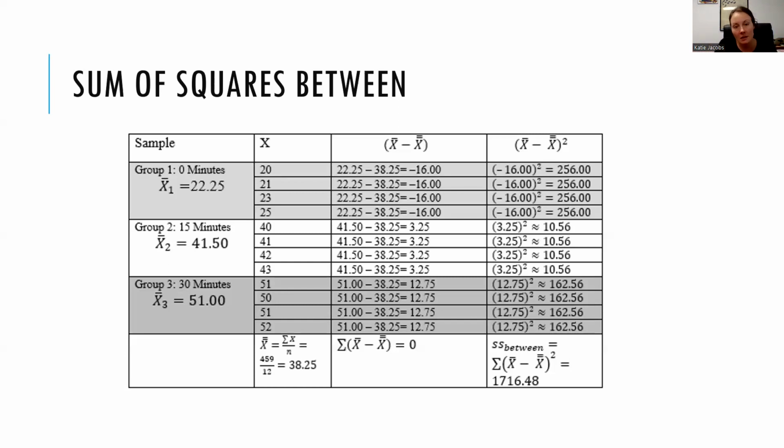Okay, so then we continue. And just like we learned earlier in the semester, we have to square those deviation scores. Then, to get the sum of squares between, we square the deviation scores of the mean minus the grand mean, and we add them all up, which we see for this is 1,716.48.